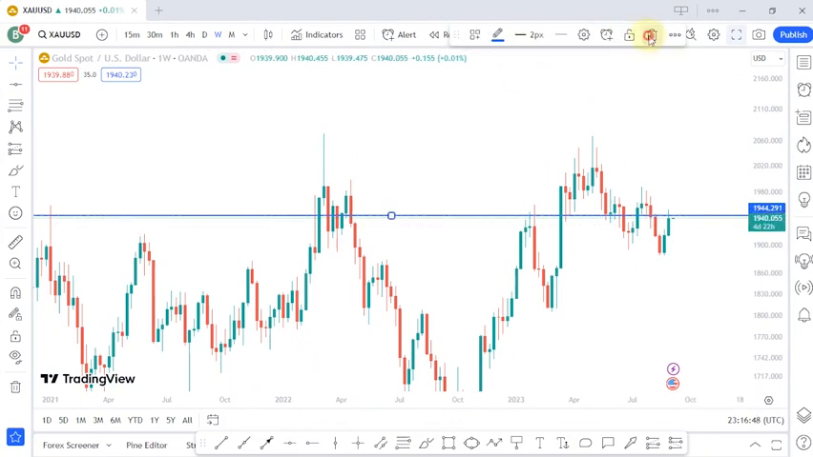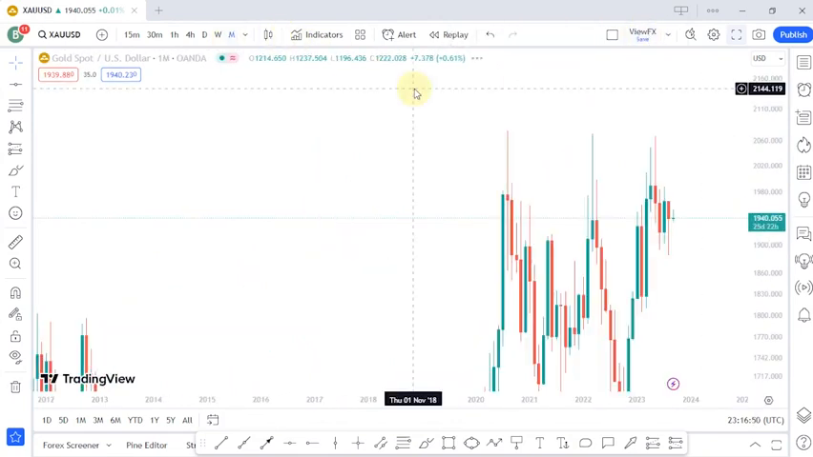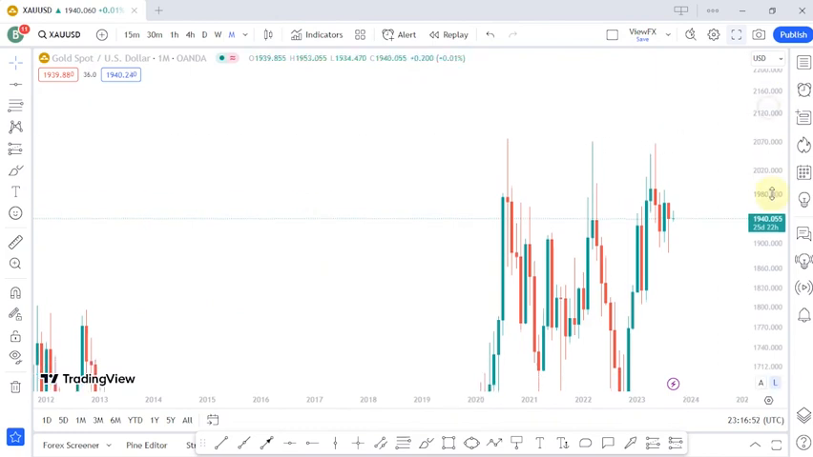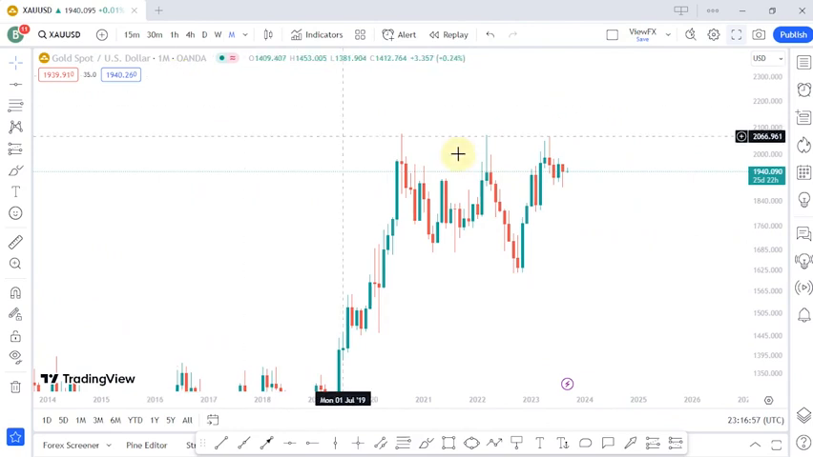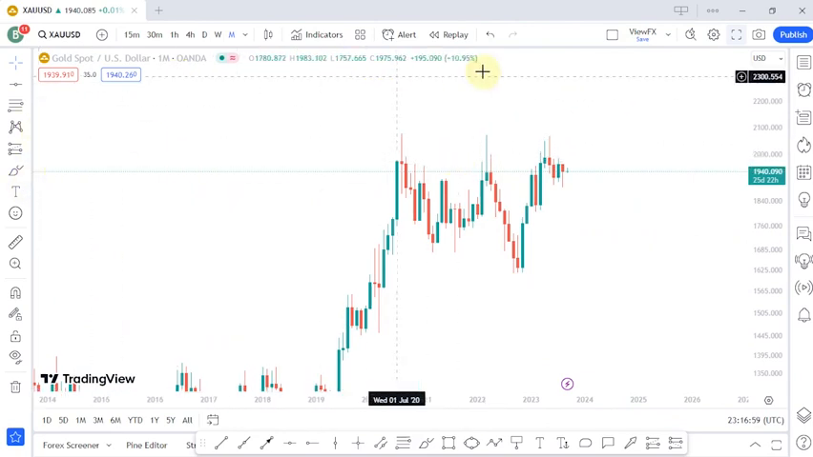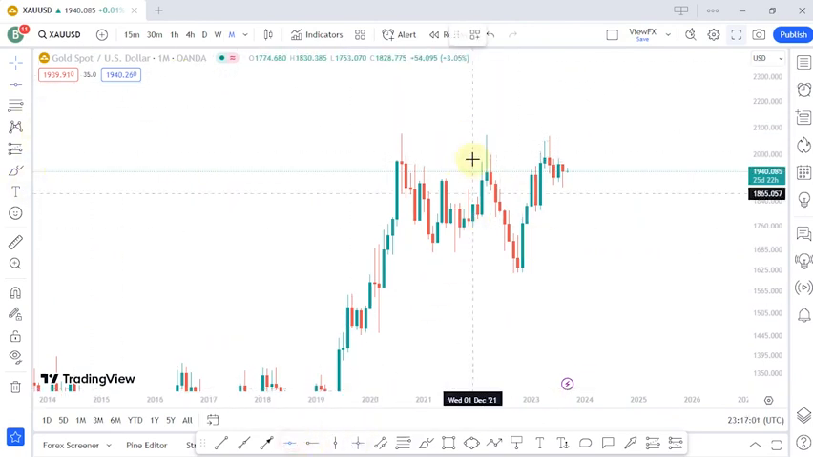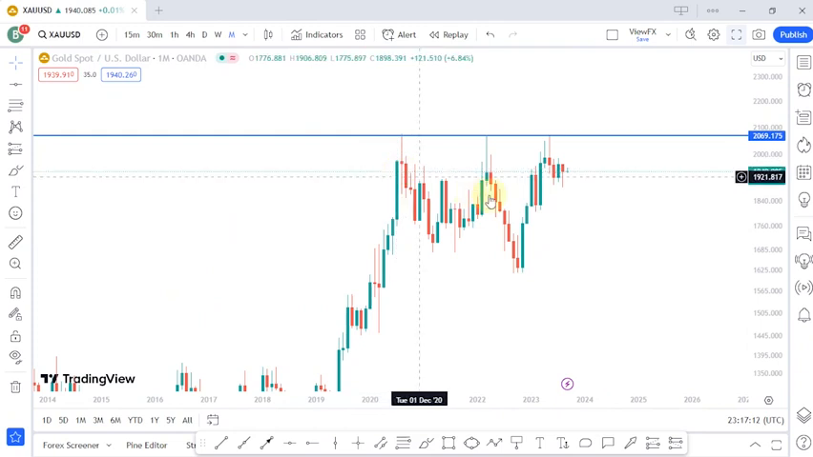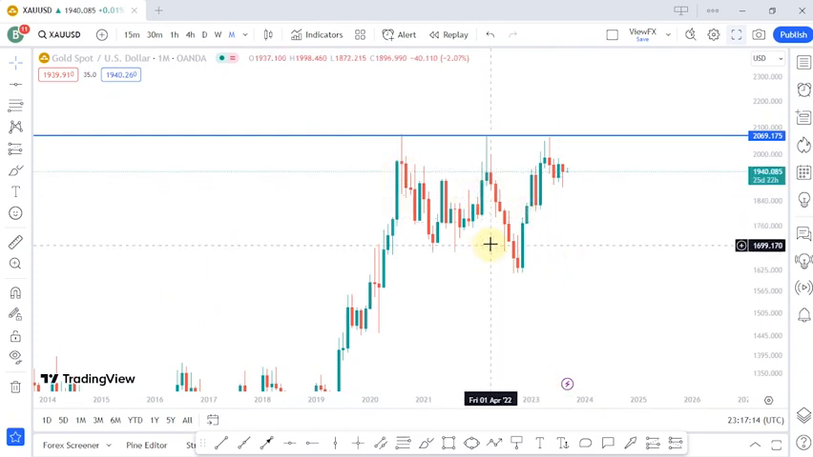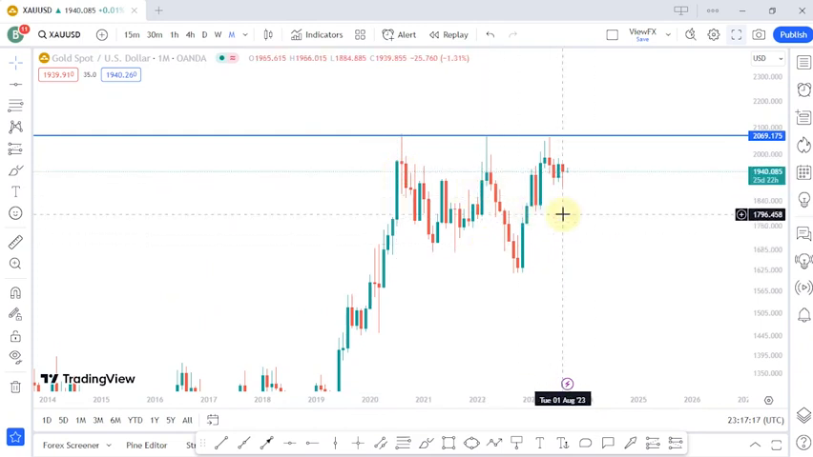Like we always do, we do our top-down analysis. What we can see on the monthly time frame is that gold hit a triple top. So we expected to see gold continue to go down throughout this month.